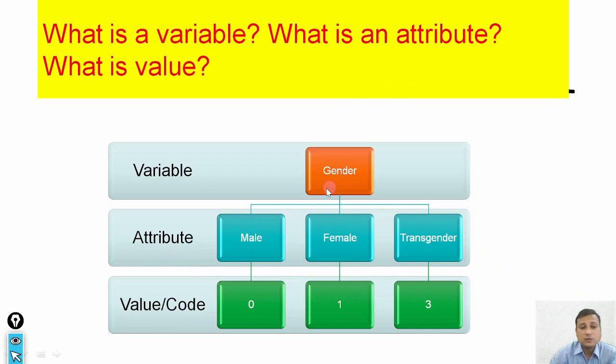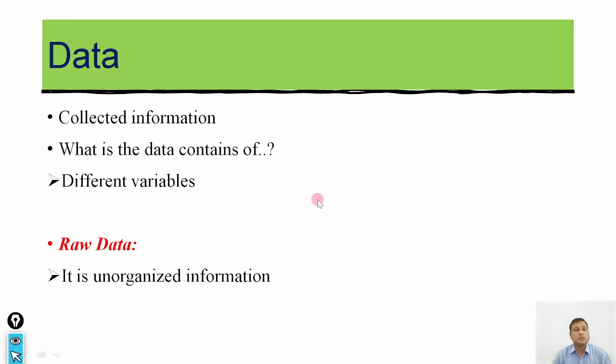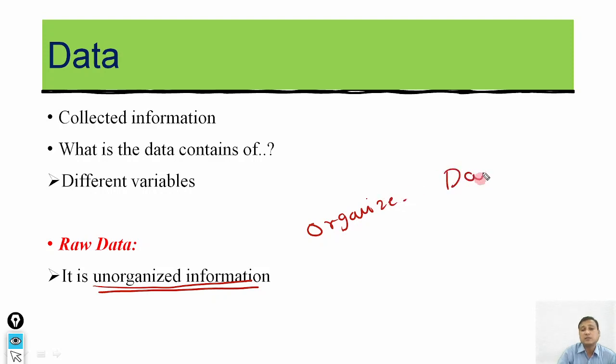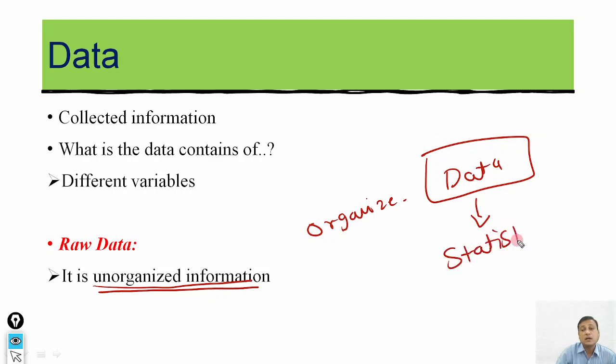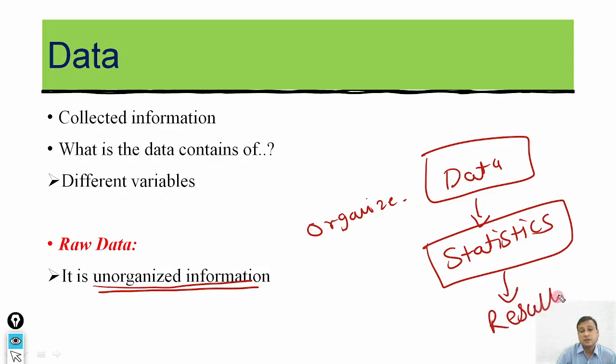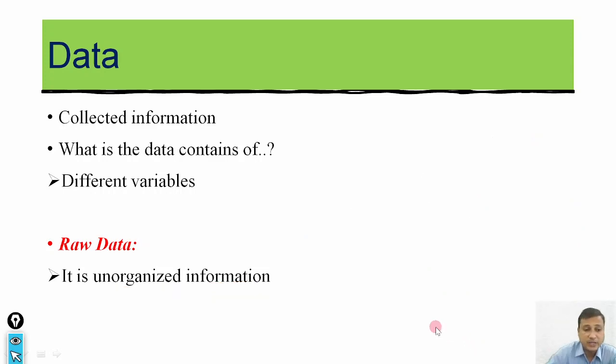Fine. So let me take you to the further slide. Now we'll come to the data. What is data? Data is collected information, and data is made of the different variables. What is raw data? That is unorganized information, and once we organize it in proper way, then it becomes the data on which we use some statistics, and using that statistics we get results, and if you are working on the sample, then it becomes sample statistic. This part we have already seen.